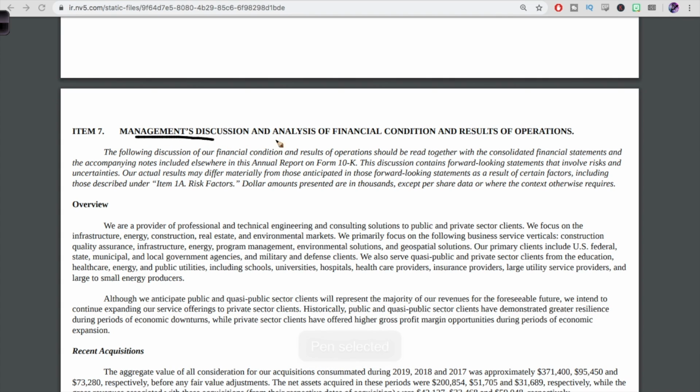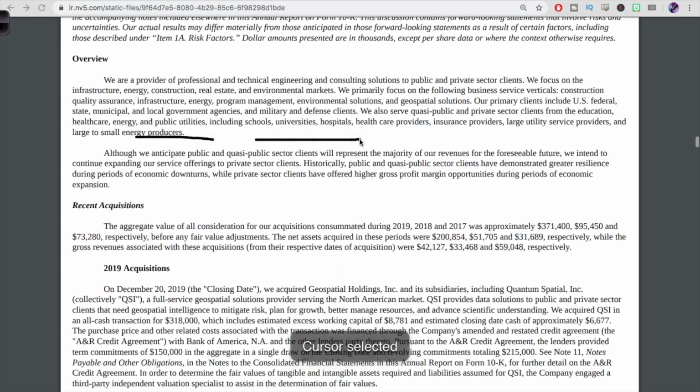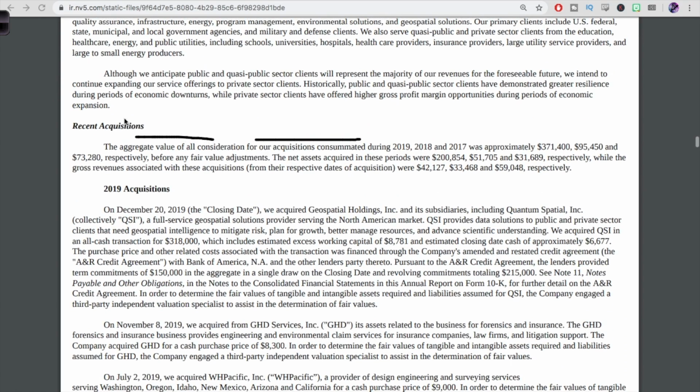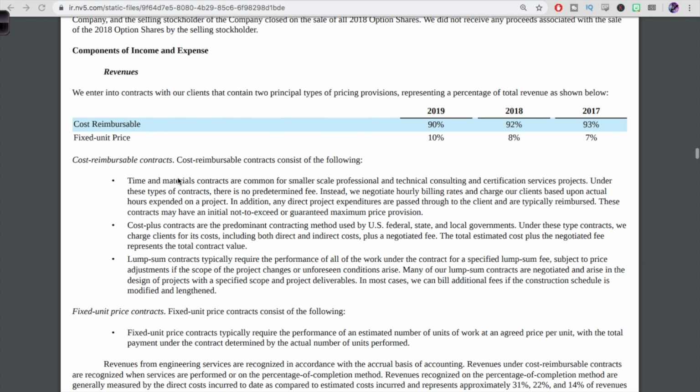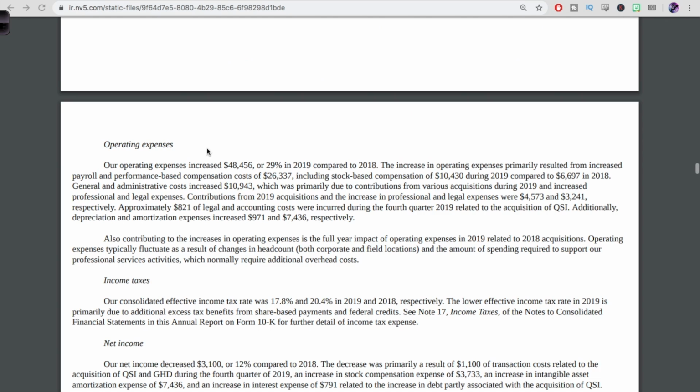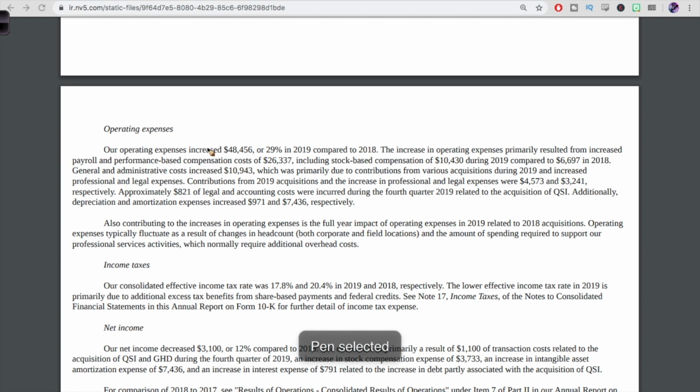And this is probably the most important part of the annual report. This is where the management tells you over the past year what worked well, what didn't, and what their predictions are for the future. For example, they talk about their recent acquisitions, and they talk about where their revenues come from. And then they talk about things like operating expenses. This year there was an increase in operating expenses. And so the most important thing of the annual report is to read about the management's comments to see what they think about how the business went last year.